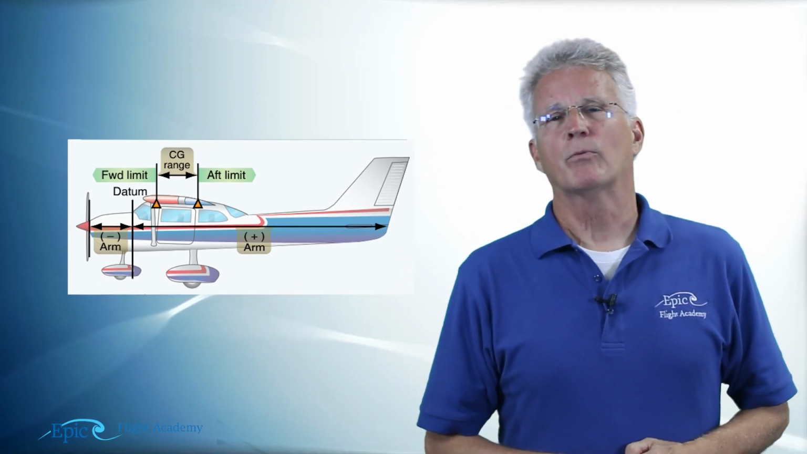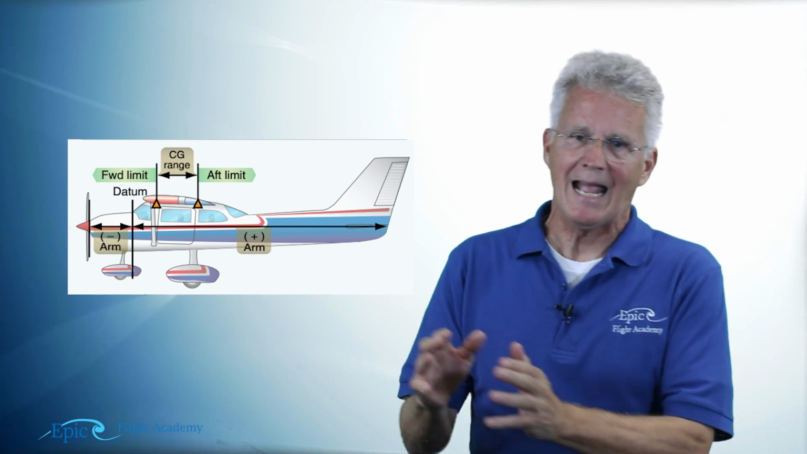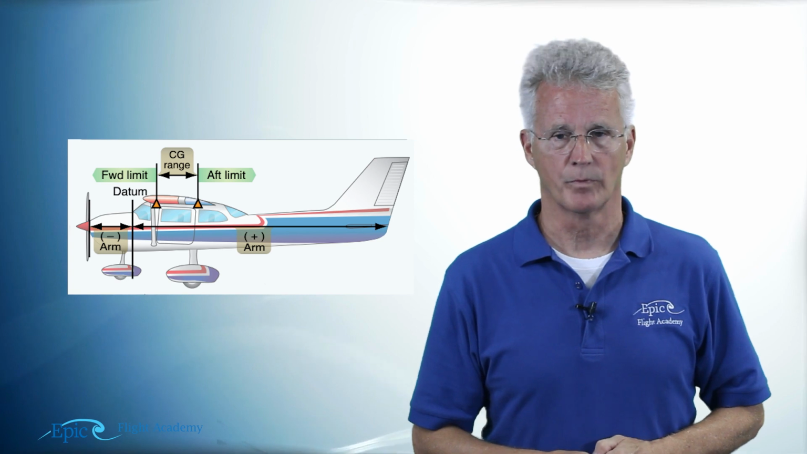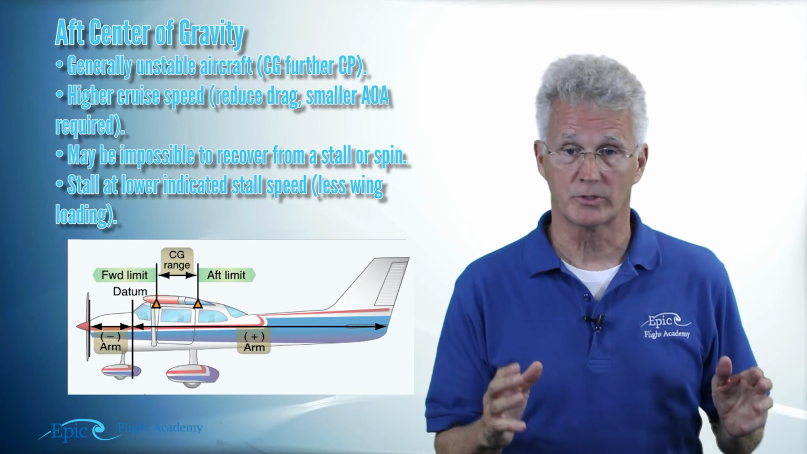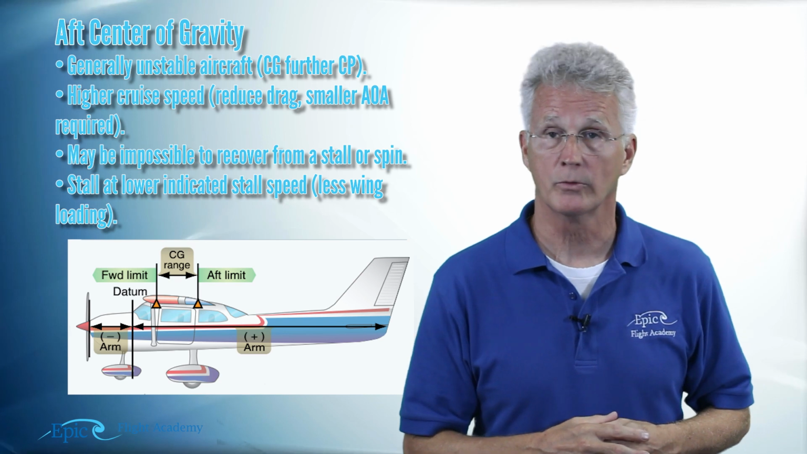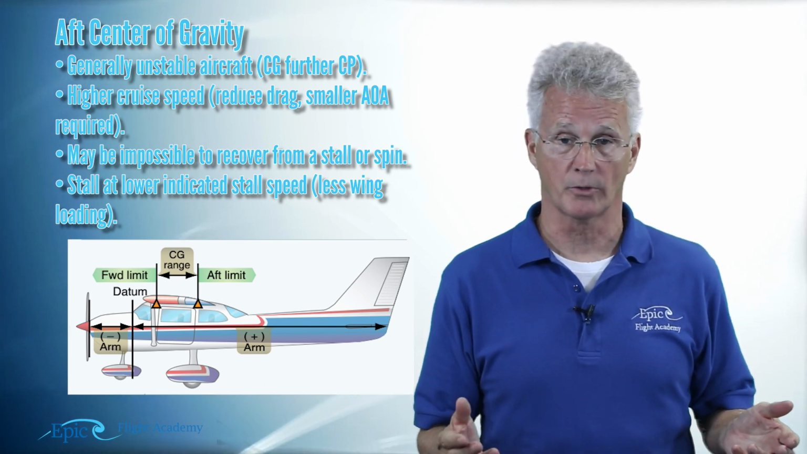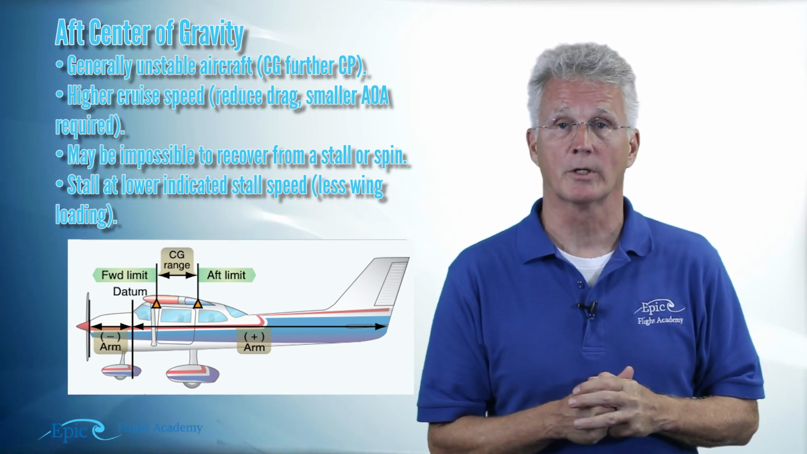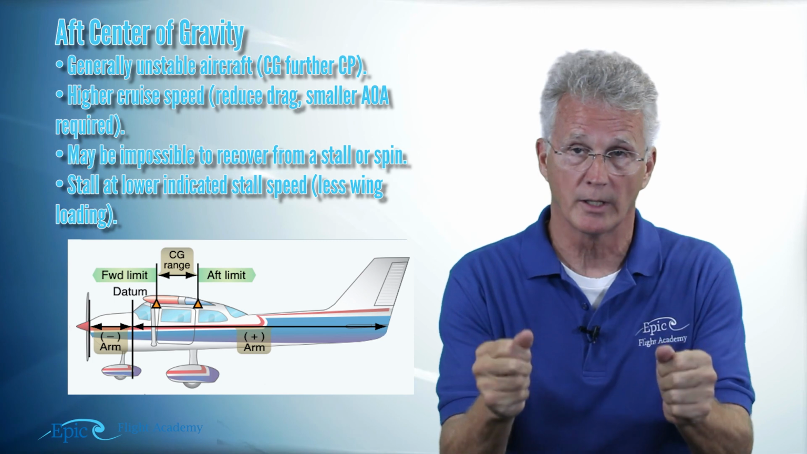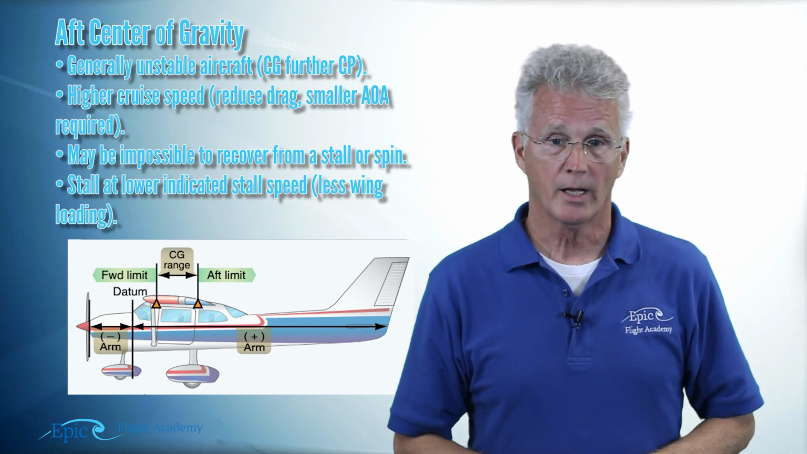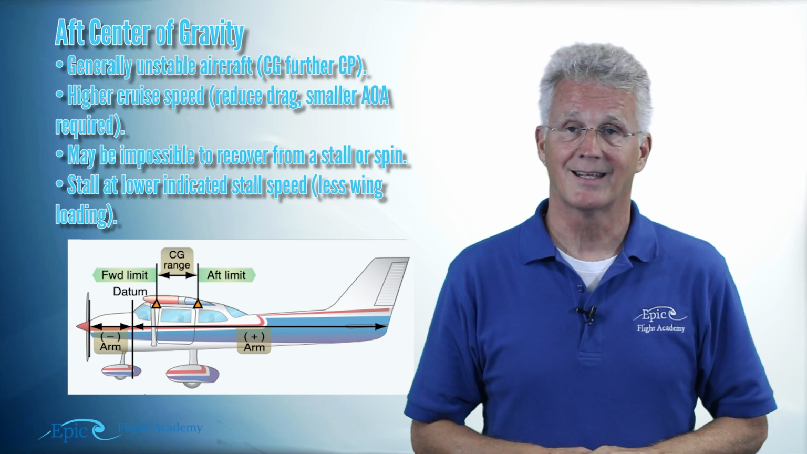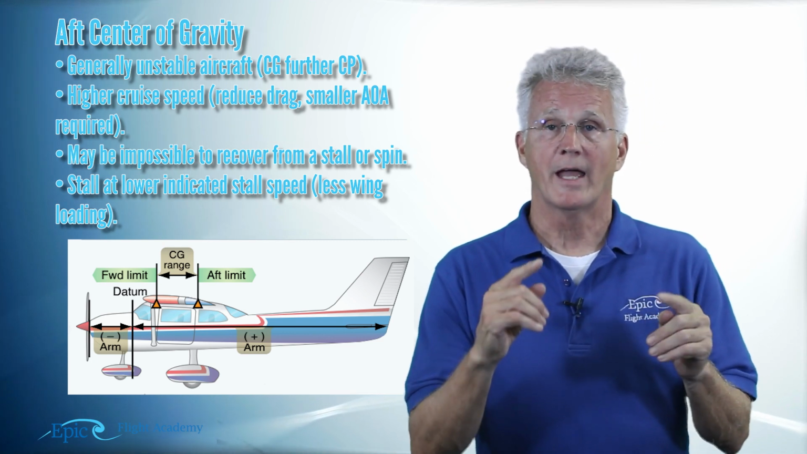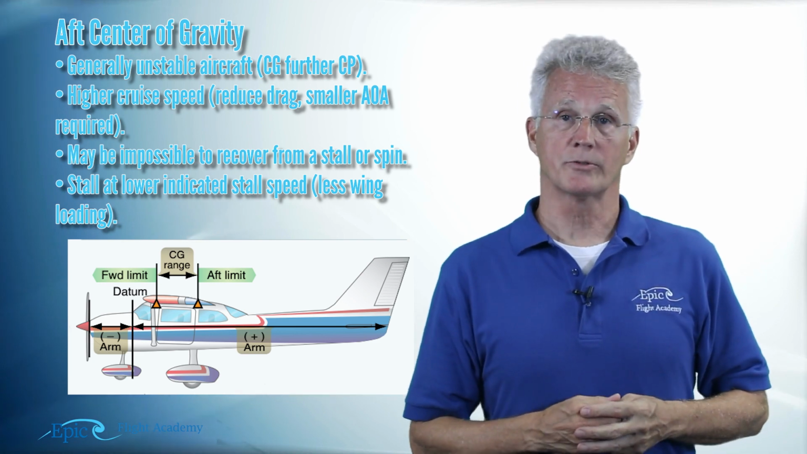What about if we move the CG towards the aft end of its range? What about these handling characteristics? Well, generally less stable, a higher cruise speed because there's less drag, and it's maybe a little more difficult to recover from a stall or a spin to get that nose forward and down. And we're going to stall at a lower indicated stalling speed. Again, remember that pitch down moment is what's causing this.